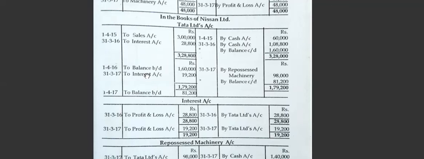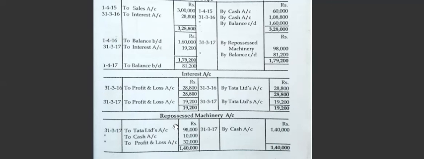Then interest charged. Every year interest will be charged at the end. In the second year also it is charged. Then repossessed machinery. What is the repossessed value? You have calculated earlier, 98,000. Balance carried on, balance brought down. Okay. Then open the repossessed account. Transfer here: by repossessed means to Nissan, to Tata Limited, 98,000.